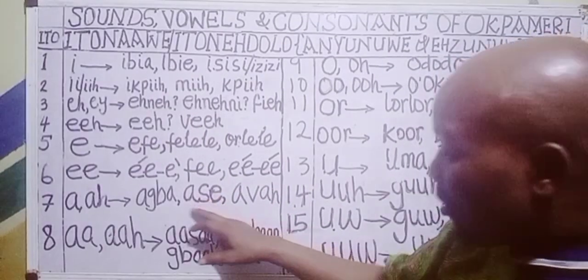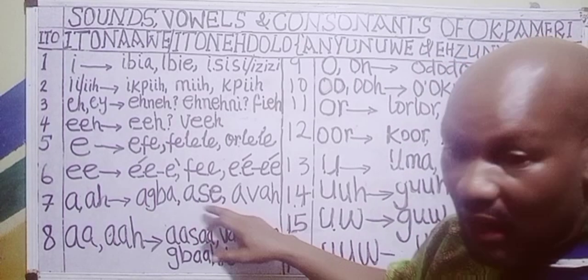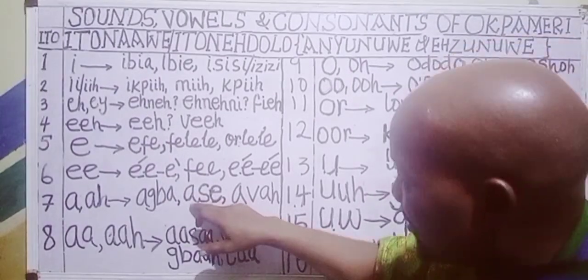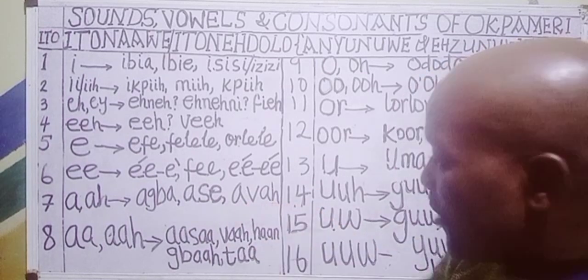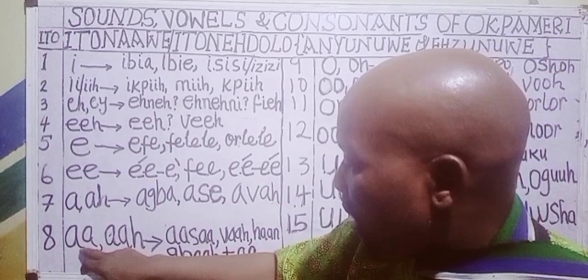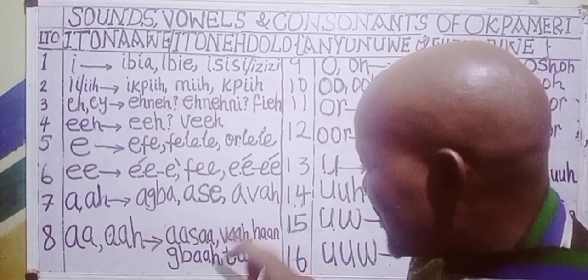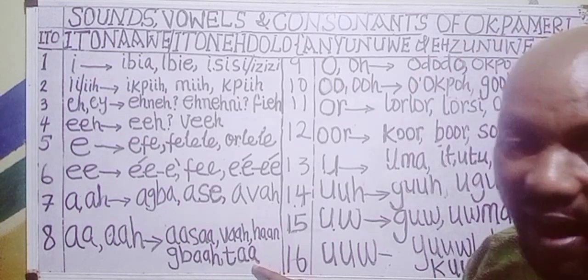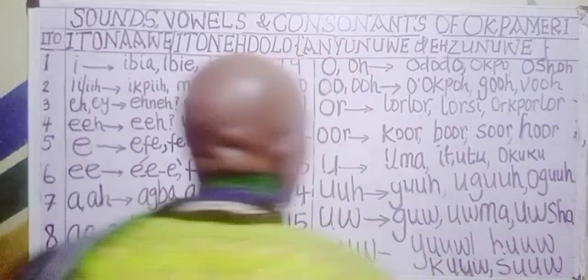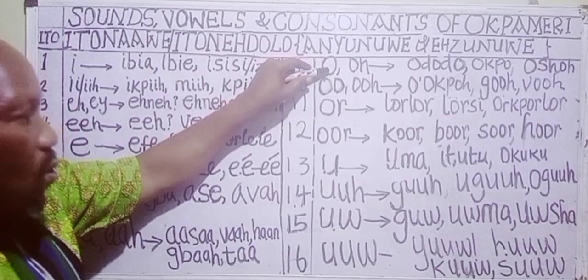which is also there. Aseo. So this is ase, and this is ava. And then we have the long form of a, as in asa, va, ha, ba, and ta. We move on to number 9, which is o.